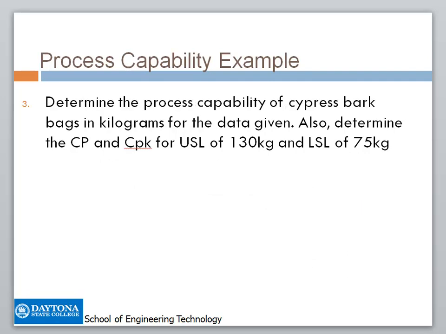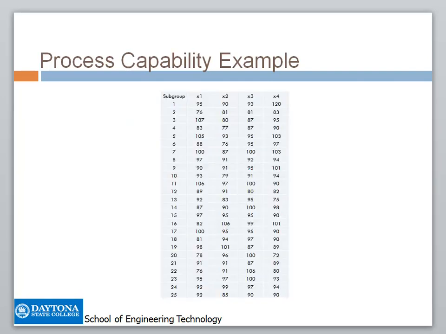Third example: determine the process capability of cypress bark bags in kilograms for the data given. Also determine the CP and the CPK for the upper specification limit of 130 kilograms and the lower specification limit of 75 kilograms. So this is the data given. We give you 25 subgroups with 4 observations in each one. So once again, it's recommended to use the R steps, utilizing the range. So let's do this in Excel.